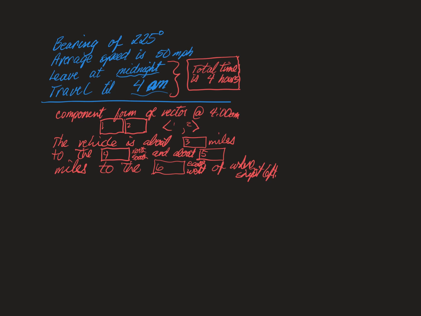They left at midnight, but they go till 4 a.m. So they go for 4 hours. So the magnitude is 50 times 4 or 200 miles. So it's 50 miles per hour times 4 hours. Hours cancel. So the magnitude is 200 miles.